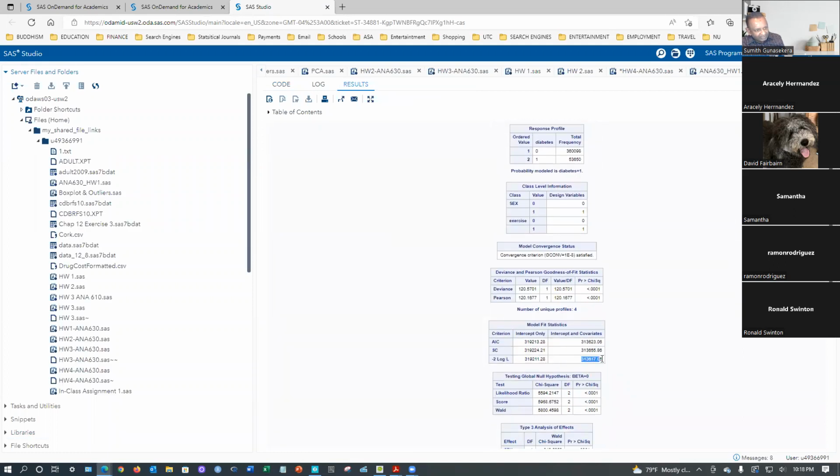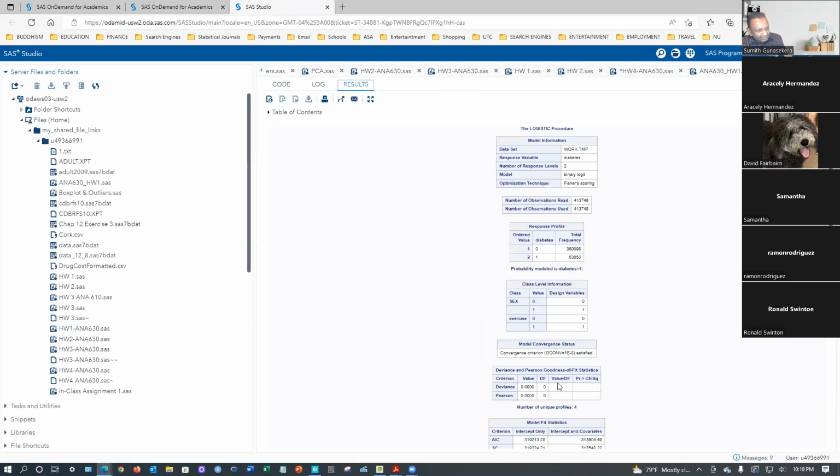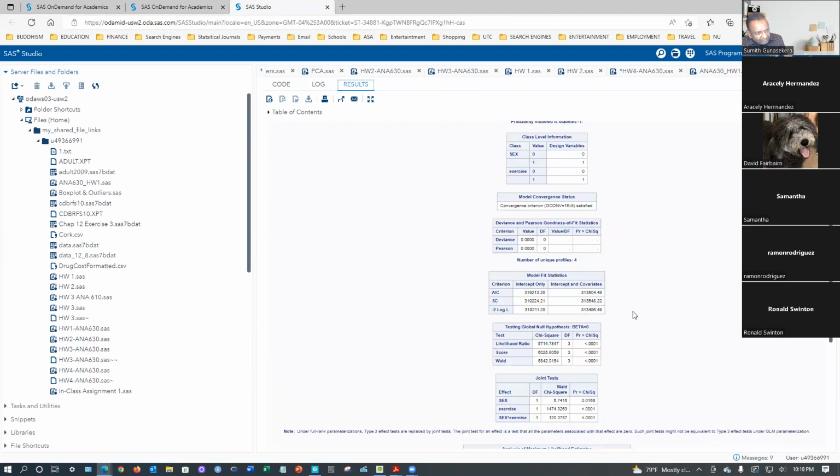That is a different test. This value is 31, 36, 17.006. I'm going to keep that value, the deviance value. I'm going to subtract the minus 2 ln L value coming from the run with interaction terms, 31, 34, 96.49. That is 120.57, because the deviance has been taken out.